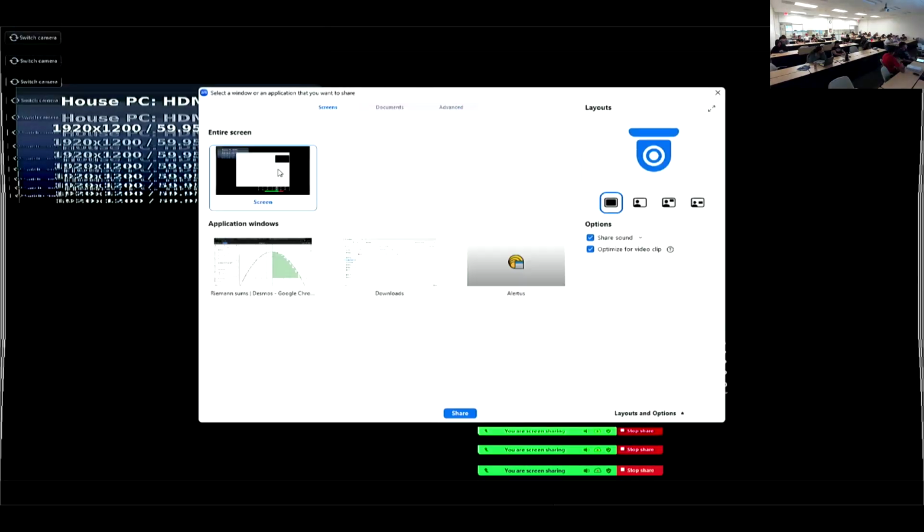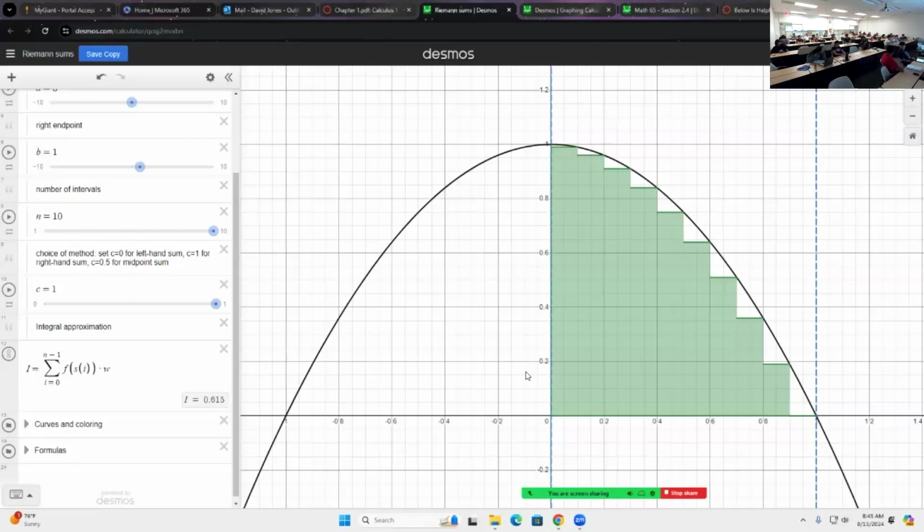Is one way more accurate than another, using the table versus whatever we're gonna learn later on? Yeah, the other way is more accurate.